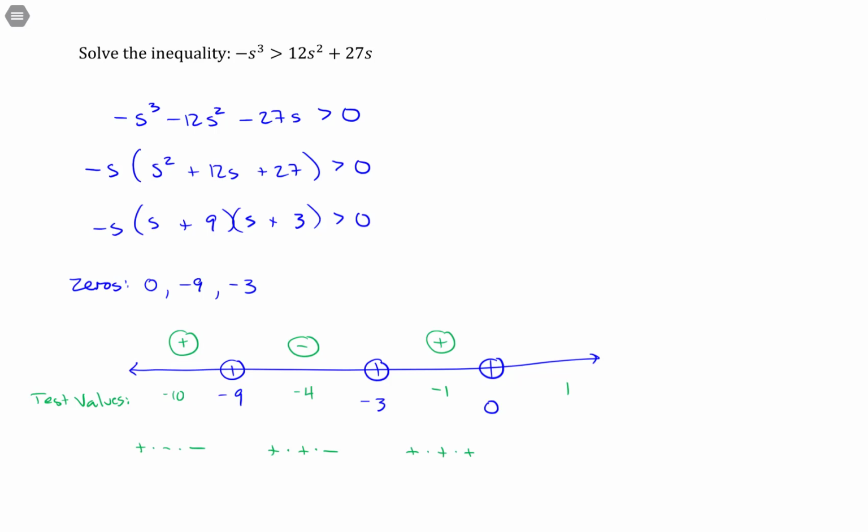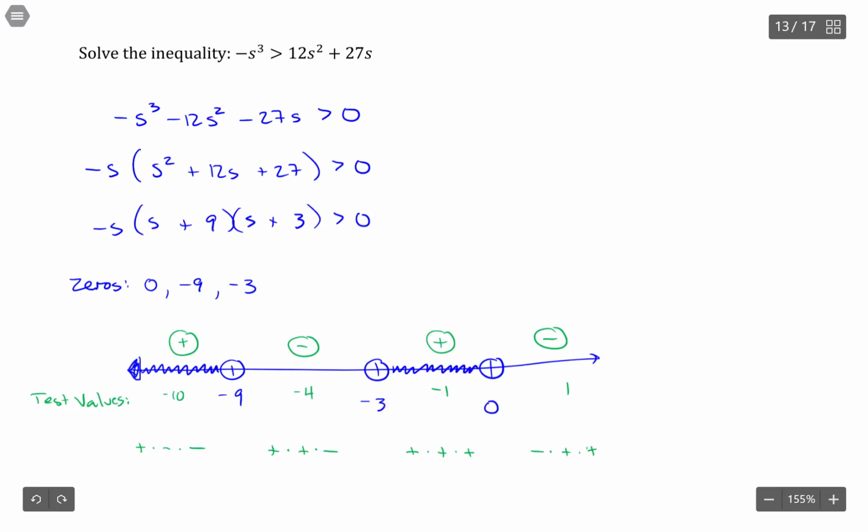Then 1, I would have negative 1, so that's a negative value. 1 plus 9 is positive, 10, so that's a positive. 1 plus 3 is positive. So then the result here is negative. So what I'm looking for are the values that result in something that's positive. So I'm going to choose this interval because it's got positive answers, and this interval as well.